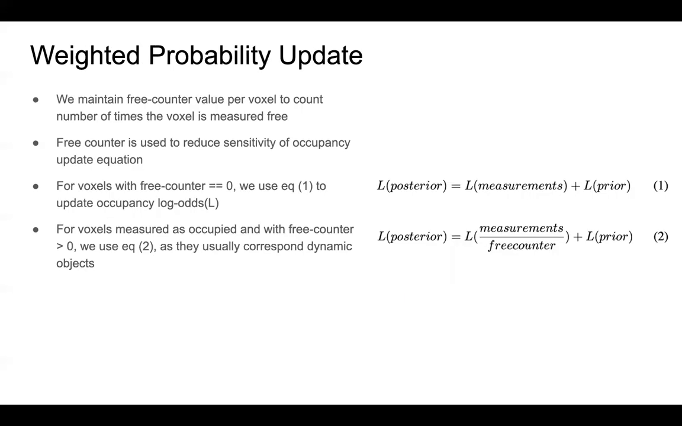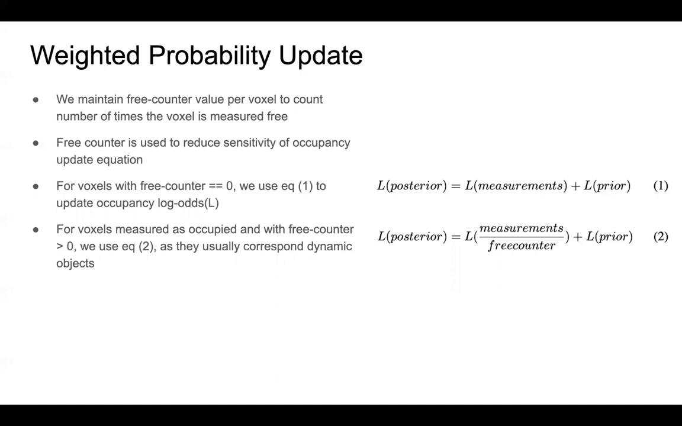To achieve slow update of the occupancy map, we maintain a free counter value per voxel. The free counter value indicates the number of times the voxel has been measured free. It is incremented by 1 every time the voxel is measured as free and decremented by 1 when it is measured as occupied. The lower threshold for the free counter value is set to 0. We represent the occupancy score of the voxels using log odds. For the voxels which have a free counter value of 0, we use equation 1 on the right to update the occupancy log odds score of the voxel.